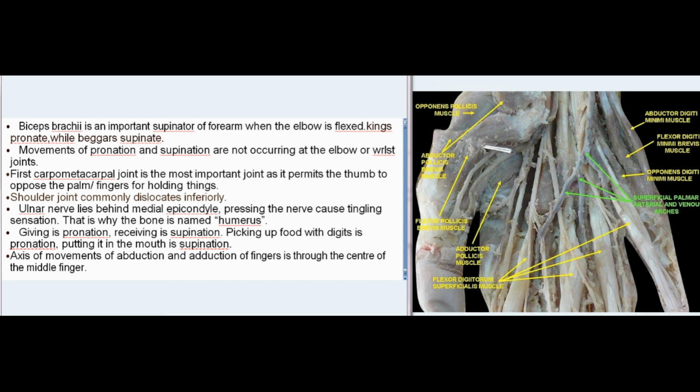That is why the bone is named humerus. Giving is pronation, receiving is supination. Picking up food with digits is pronation, putting it in the mouth is supination. Axis of movements of abduction and adduction of fingers is through the center of the middle finger.